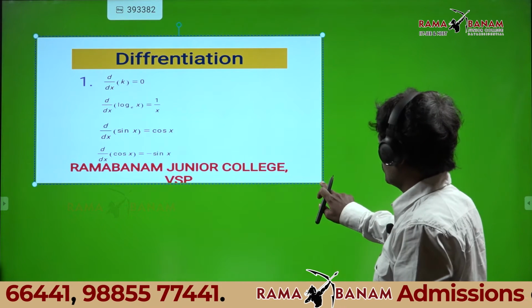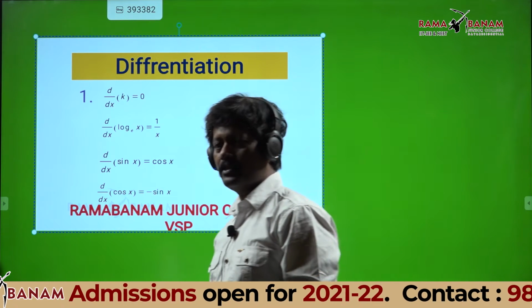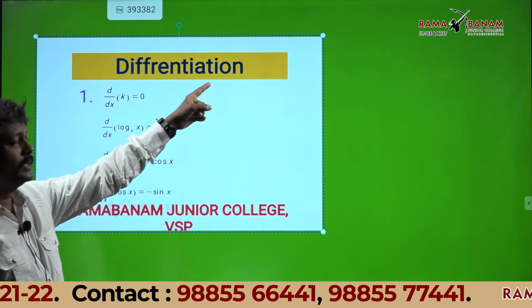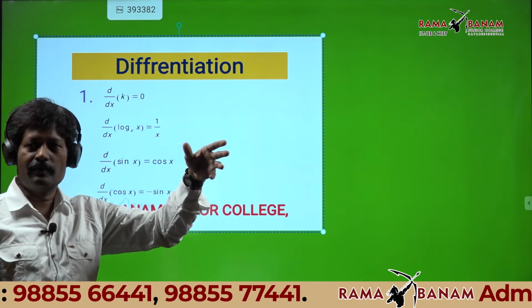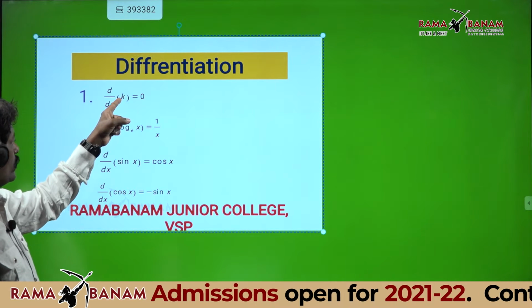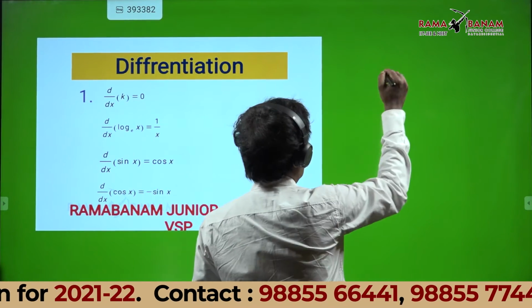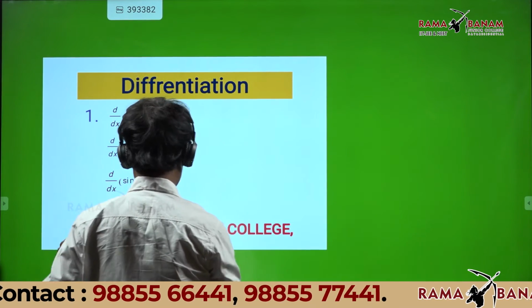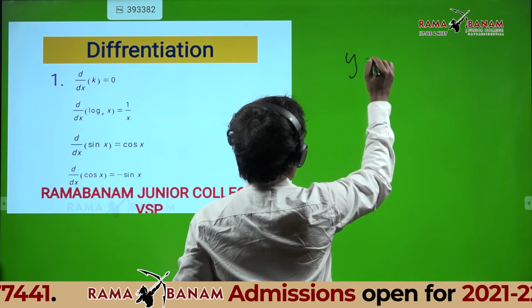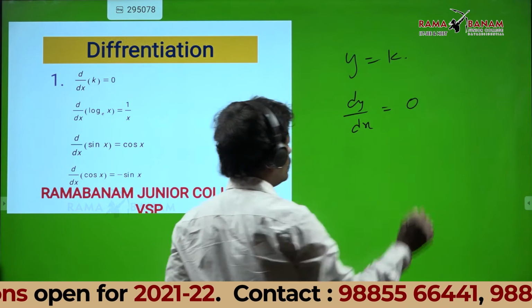This is called differentiation, that means derivative. Derivative means finding the slope of the tangent. Are you able to follow? Differentiation means finding the derivative. Derivative means finding the slope of the tangent. Now let us say d by dx of k. Actually y is k here. Y equal to k. So dy by dx is how much? Can you tell me? 0.